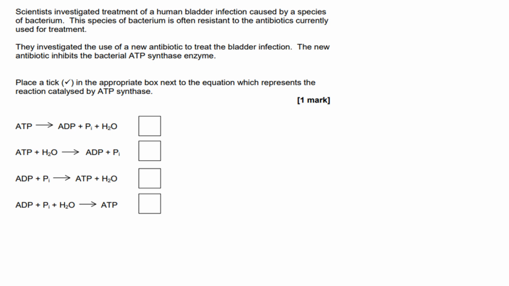So which of these are correct? You can ignore the ATP on the left-hand side, which is the first 2, but then we've got the 2 below. Water is not involved. You only need ADP and phosphate, and it will form ATP and it will produce water. So the answer is ADP plus phosphate goes to form ATP plus water.